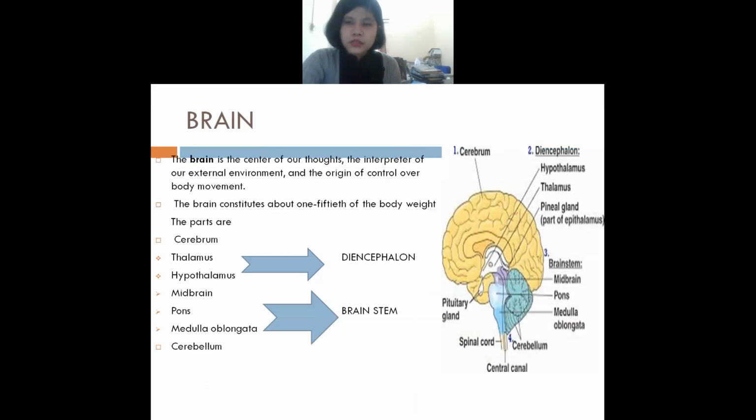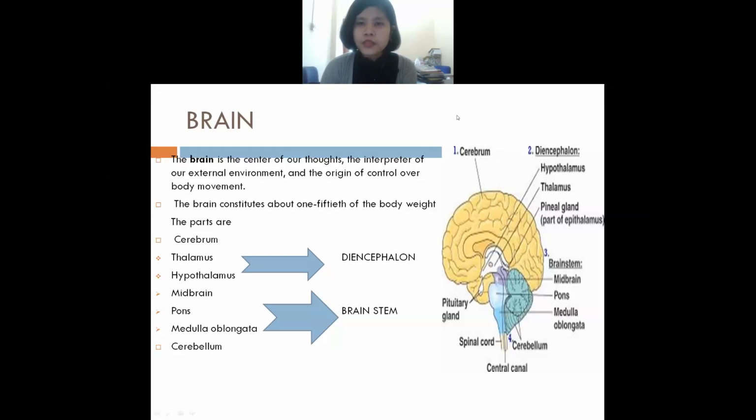So the brain, what is it? It is the center of your thoughts. Whatever is occurring around you, you think about what will happen to me, what will I do, all these things. Who is responsible for you to think about all these things? The brain. So the brain is the center of our thoughts.